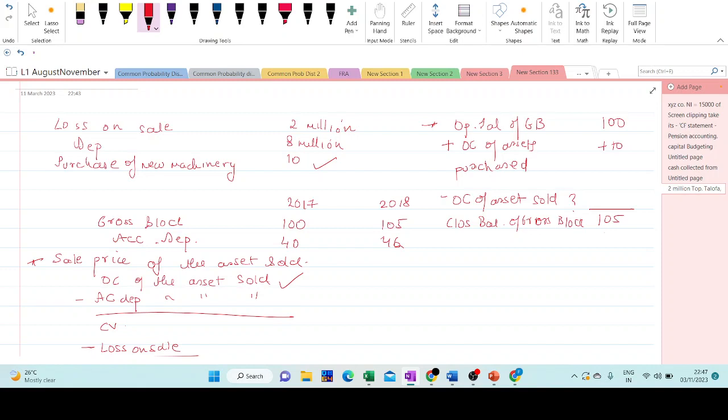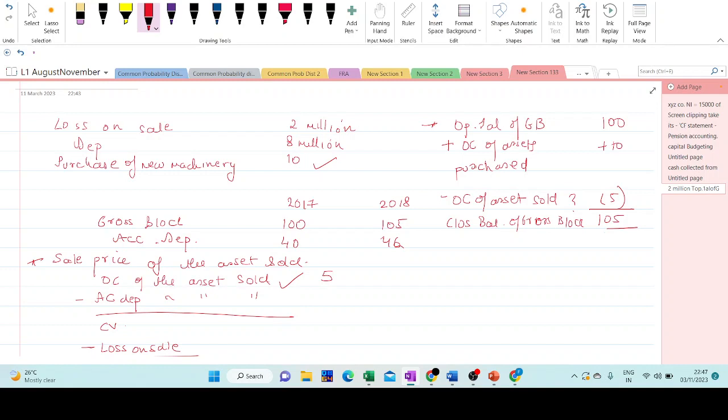So what is the original cost of assets sold? 100 plus 10, 110, minus 105, which is 5. Fine. So we've got the original cost of assets sold, right? So we've got this number here. Now we calculate the accumulated depreciation on the assets sold.